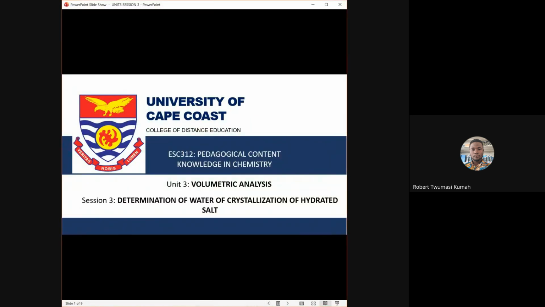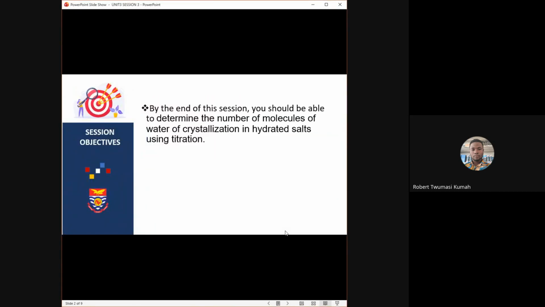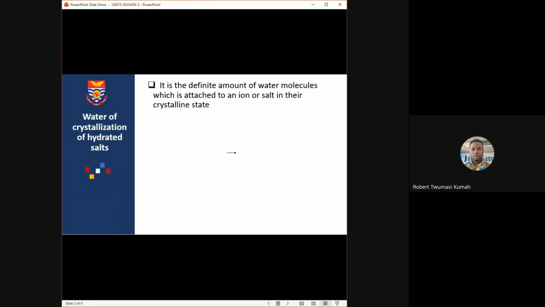So we continue with determination of water of crystallization with our objective as being able to determine the number of molecules of water of crystallization in hydrated salt using titration. Water of crystallization is the amount of water molecules which is attached to an ion or salt in their crystalline state.